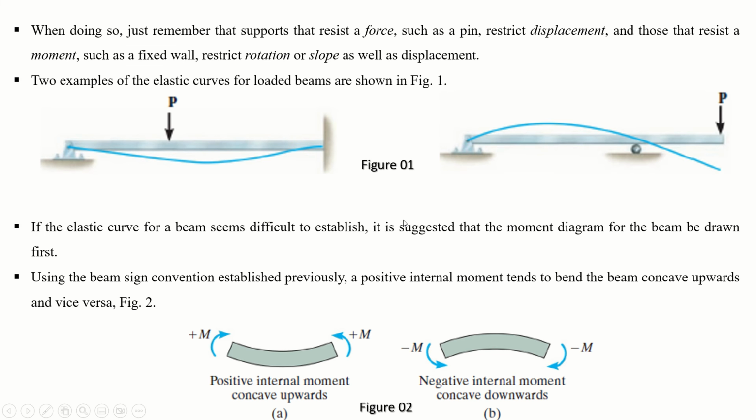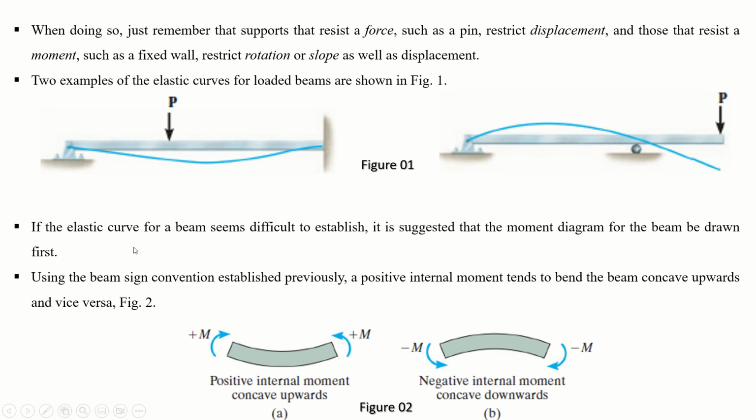Right? So it was just for you to understand how the deflection and the slope change if we only change the location of the applied load. When doing so, just remember that supports that resist a force, such as a pin, which we also call a hinge support, only restrict the displacement. And those that resist a movement, for example a fixed wall, restrict rotation or slope as well as displacement.